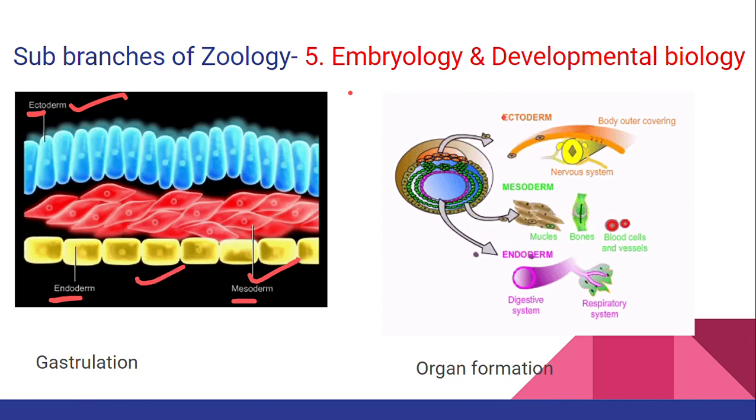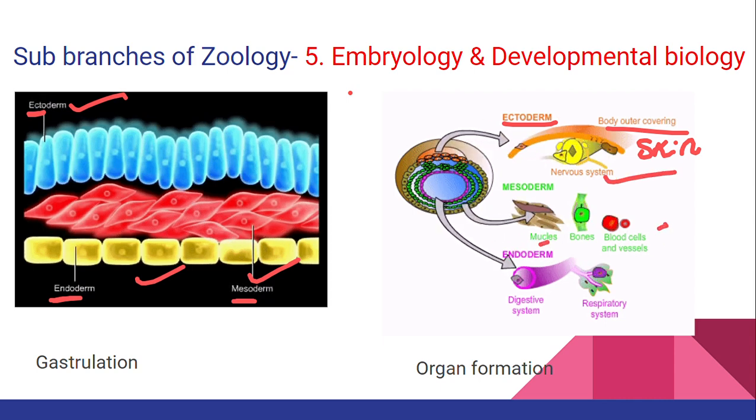Here, organ formation, one example is given. See, why do we have these 3 specific germ layers? Because these 3 germ layers are responsible for the formation of organs or organ systems. For example, if I talk about the ectoderm, ectoderm is going to form the outer body covering, for example your skin. It is also going to form your nervous system, but ectoderm is not going to form your muscle or blood vessel. It is specific for the ectoderm to form the nervous system or the skin.